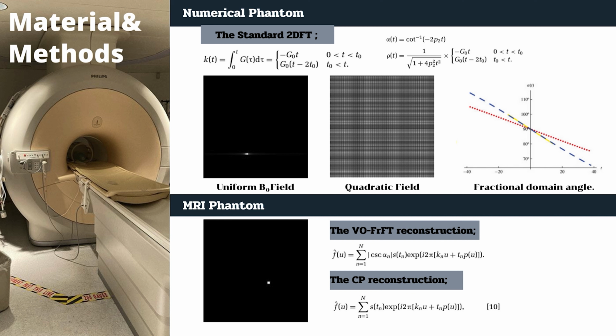Next, the MRI phantom. The experiment used a fast field echo EPI sequence with acquisition parameters of 178 by 128 matrix, FOV of 24 by 24 centimeters, thickness of 5 millimeters, angle of 20 degrees, and TR by TE of 650 by 41 milliseconds. Data were acquired with 16 samples using a Q-body coil, employing FRFT, VOFRFT, and CP technique.